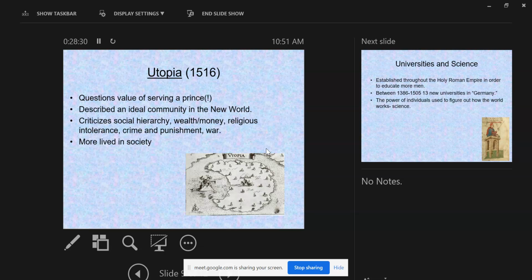So he's describing all of this stuff, but I've got to tell you, More isn't utopian himself. He's not perfect. He lives in society. So as Chancellor of England, he has people who don't believe in the Catholic Church burned to death. He has people punished in gruesome ways because they've committed crimes. So the very things that he has to do as Chancellor of England, he's critiquing in his own book.